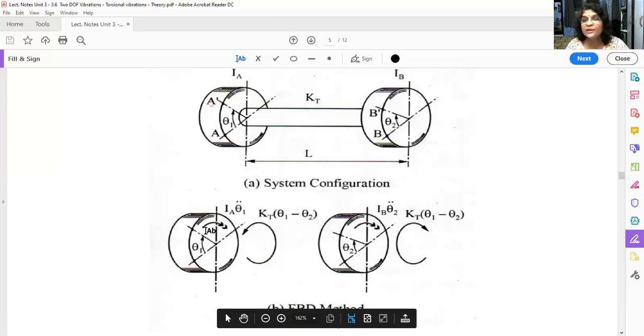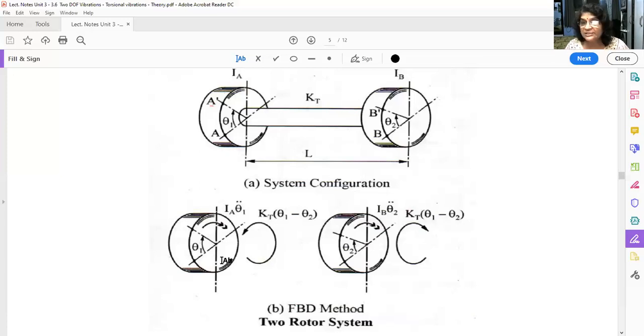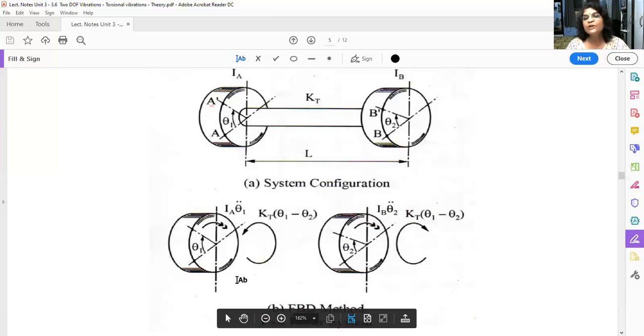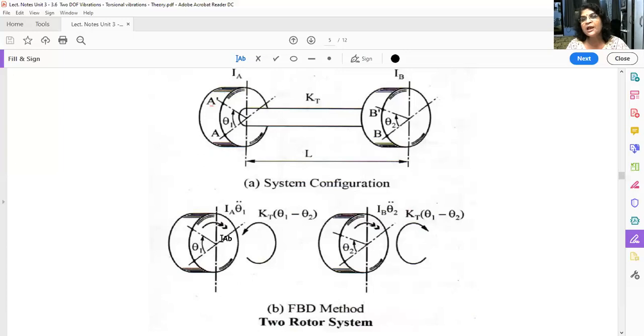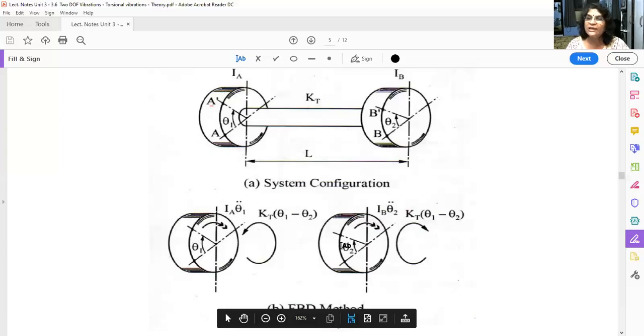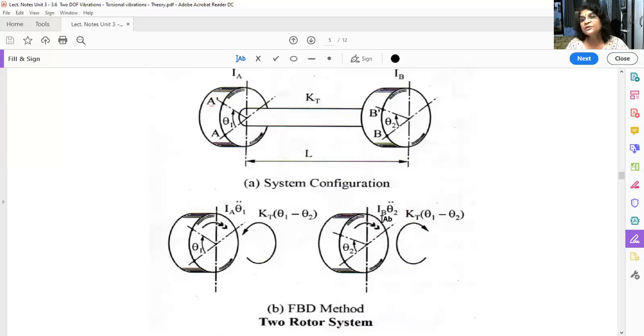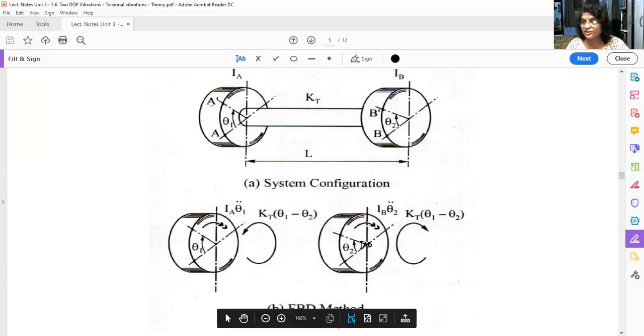Now here, as we are going to apply Newton's second law of motion, inertia torque will be in the same direction as the rotation. So as rotation is clockwise, inertia torque is also clockwise. And what is its magnitude? I1 theta 1 double dot. For the second rotor also, as theta 2 is clockwise, the inertia torque is in the same direction, that is I2 theta 2 double dot. Understood these two directions and magnitudes of inertia torques?